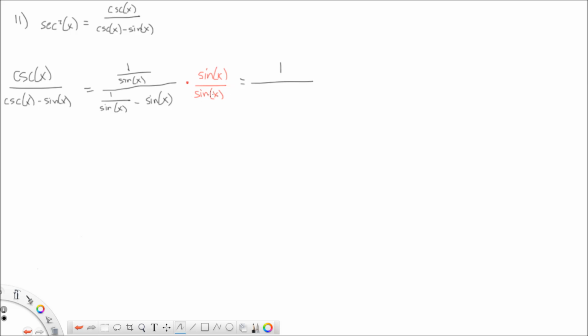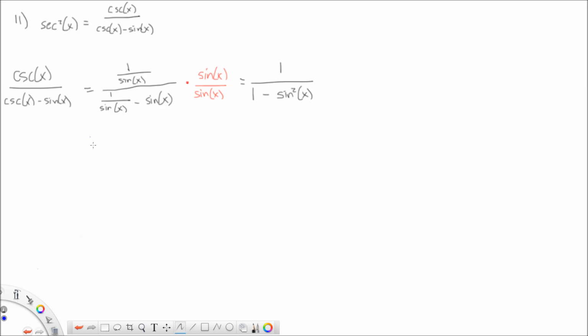And in the denominator, sine of x is going to distribute into both of these terms, so it distributes into the first one. We get the same thing, sine of x times 1 over sine of x, which is just 1. And the second piece, it distributes into sine, so sine times sine is sine squared of x. Alright, so now we took this complicated looking complex fraction and made it 1 over 1 minus sine squared.